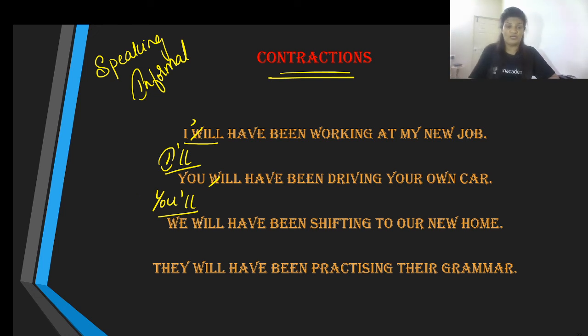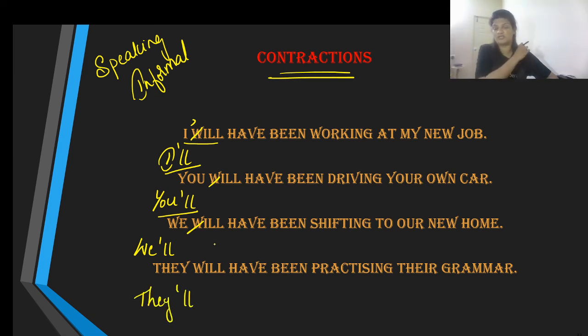Similarly, we will becomes we'll have been shifting to our new home. Similarly, they will becomes they'll have been practicing their grammar. Yeah, they'll have been practicing their grammar. All you have to do is eliminate the W, bring the word closer and introduce the apostrophe there and combine it. It becomes I'll, you'll, we'll, and they'll.